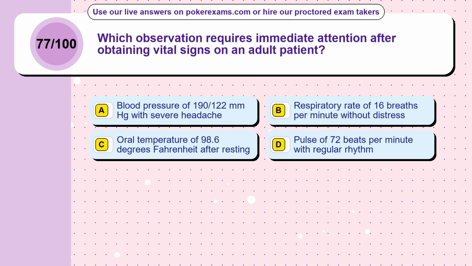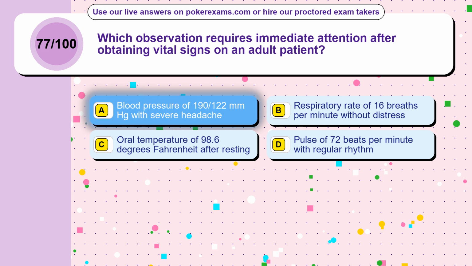Question 77. Which observation requires immediate attention after obtaining vital signs on an adult patient? Option A, blood pressure of 190/122 mmHg with severe headache. Option B, respiratory rate of 16 breaths per minute without distress. Option C, oral temperature of 98.6 degrees Fahrenheit after resting. Option D, pulse of 72 beats per minute with regular rhythm.